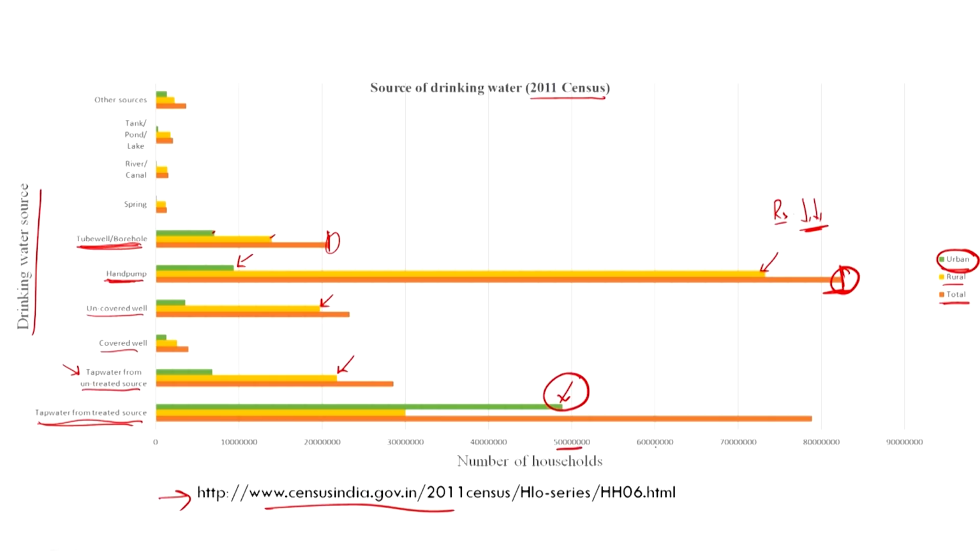So again, we have the number of households here and such, right. So this is what you have, and again the total too.